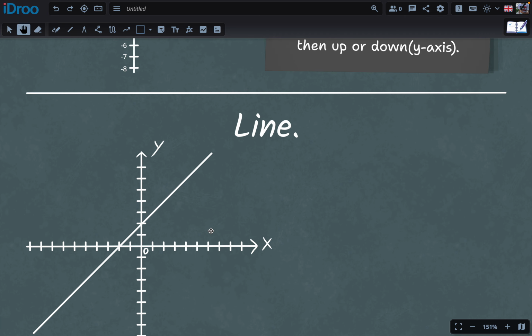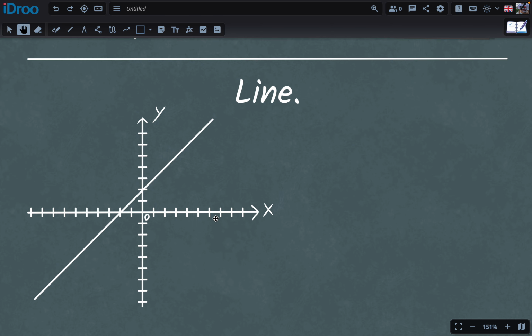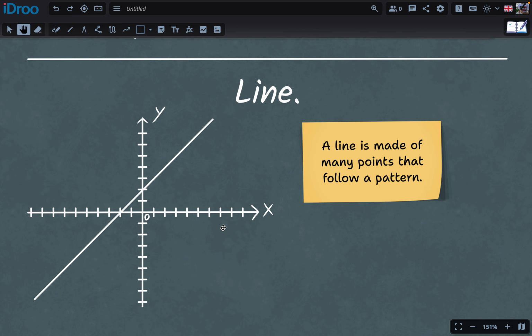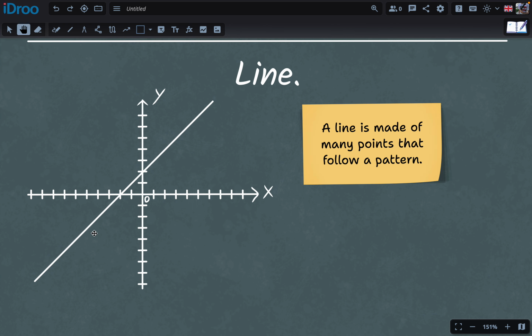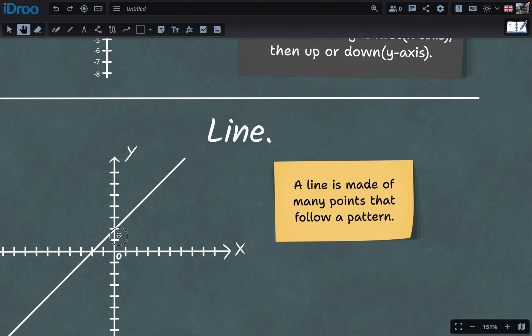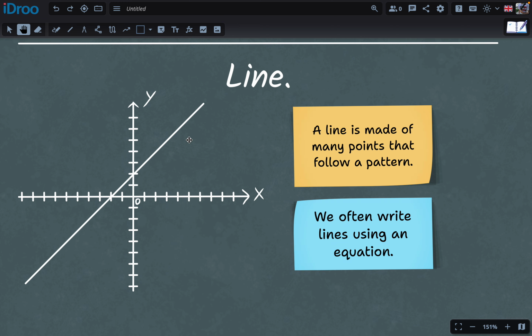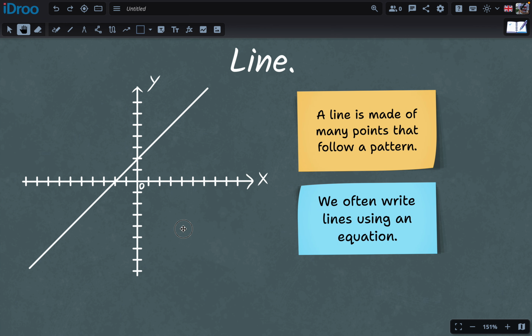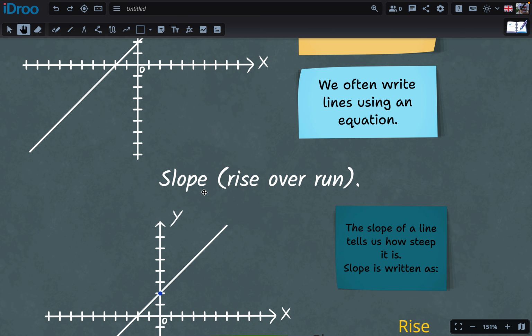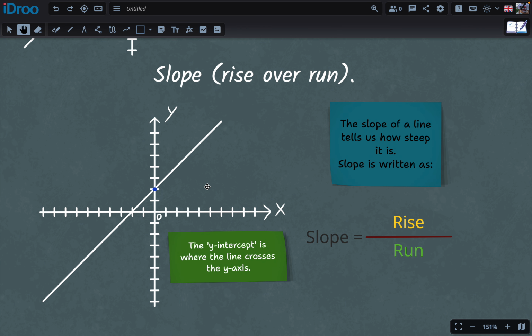So, line. What is a line? A line is made of many points that follow a pattern. We often write lines using an equation. We will move to this.